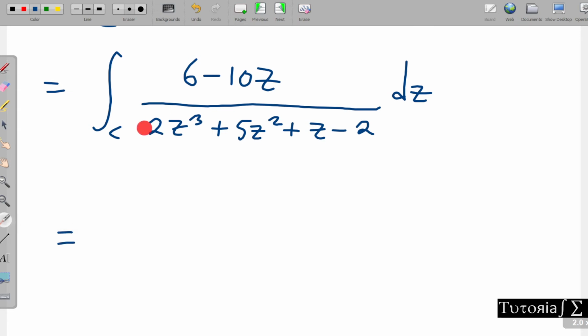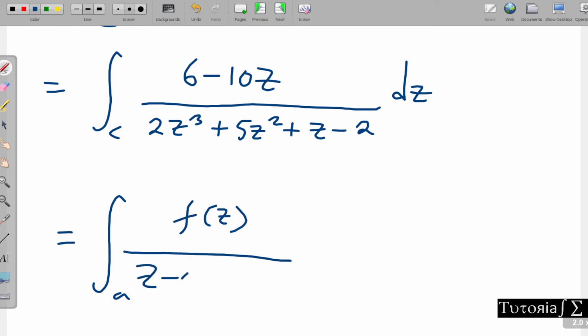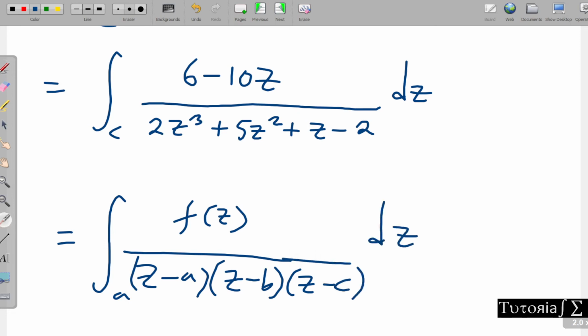Now, how many poles is it going to have? 3, because the highest power of the denominator is 3. So here you should get this in the form f of z over z minus a times z minus b times z minus c dz. This is the form that you're targeting. So how are you going to find a, b and c? You're going to solve the equation at the bottom.